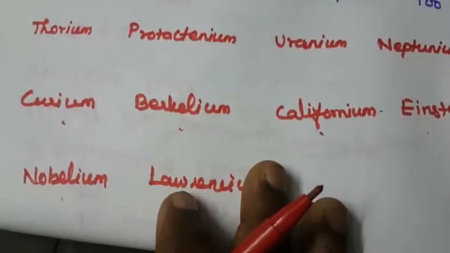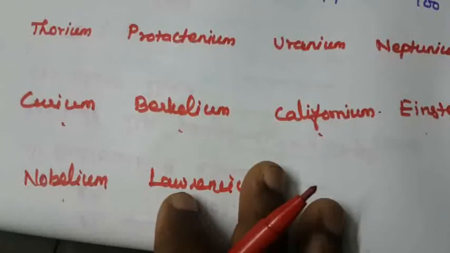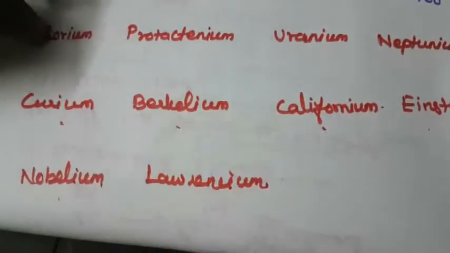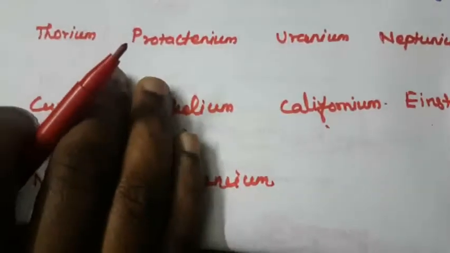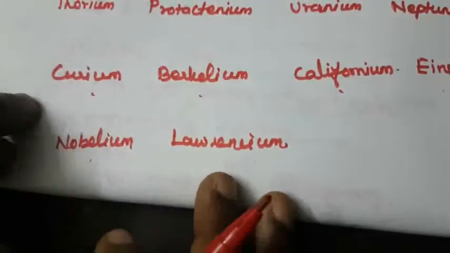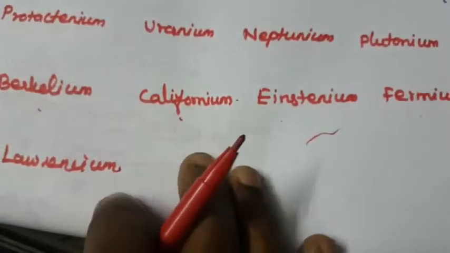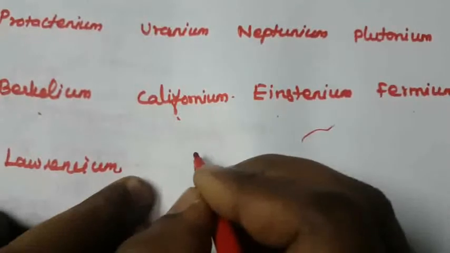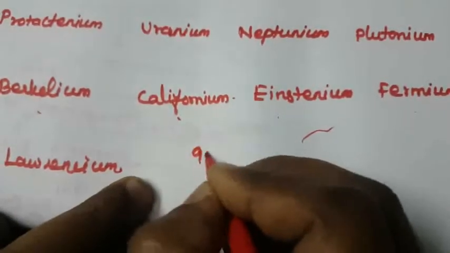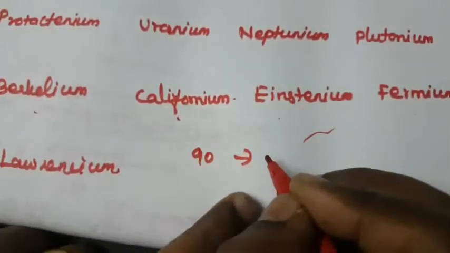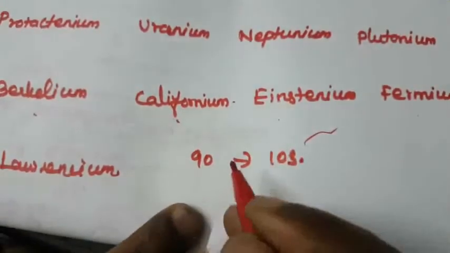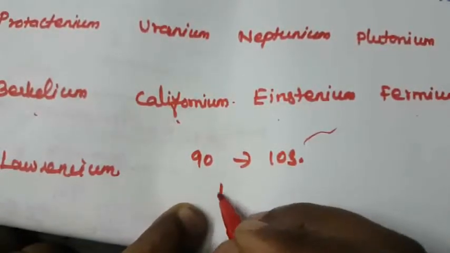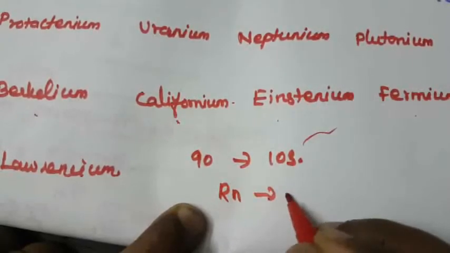So next one is how to write the electronic configuration of these elements. What is the general electronic configuration? How to write it? For atomic numbers 90 to 103, what is the nearest noble gas configuration? That is radon.